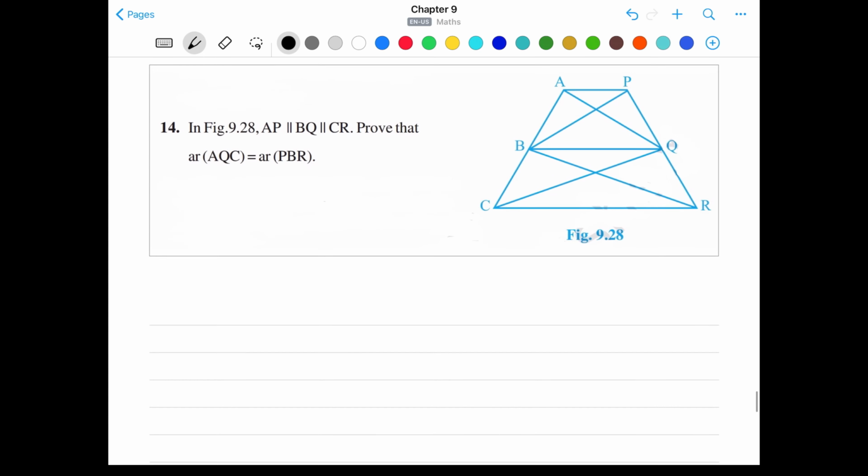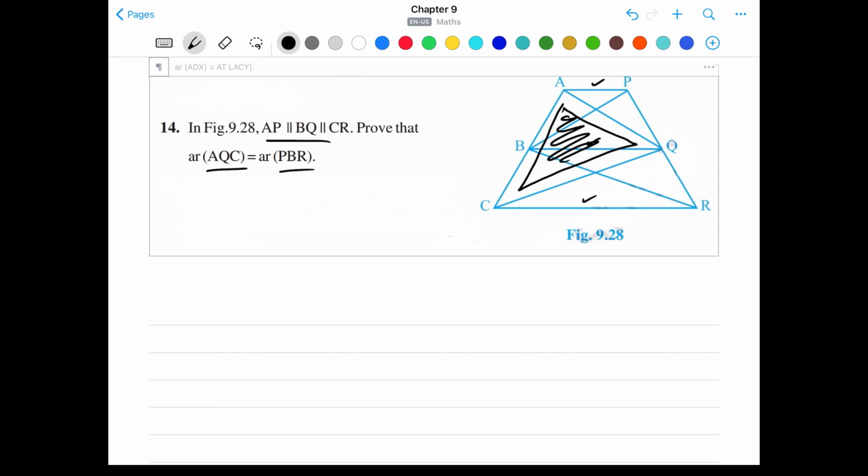Now let's move to the next question, which is question number 14. It says in figure 9.28, AP is parallel to BQ is parallel to CR. That means all three lines are parallel to each other. We have to prove that the area of AQC is equal to the area of triangle PBR. So AQC, this triangle, is equal to the area of triangle PBR, which is this one. Okay, so we have to prove that the area of these two triangles is equal.